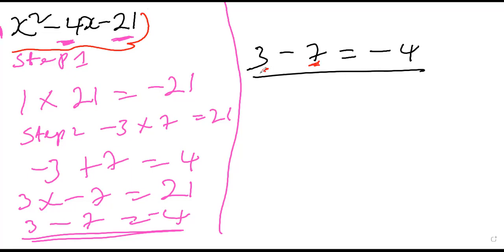Now we're going to replace everything right here. We're going to have s squared plus 3s minus 7s.